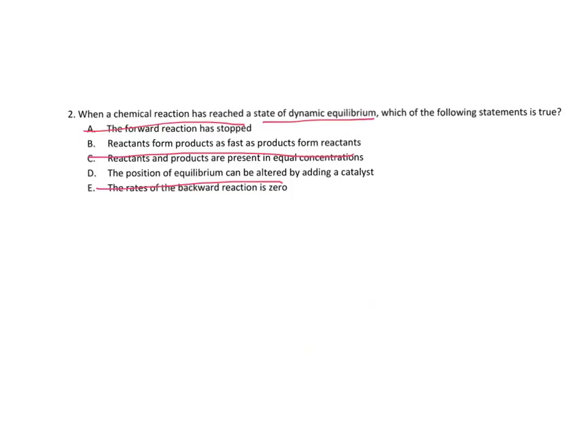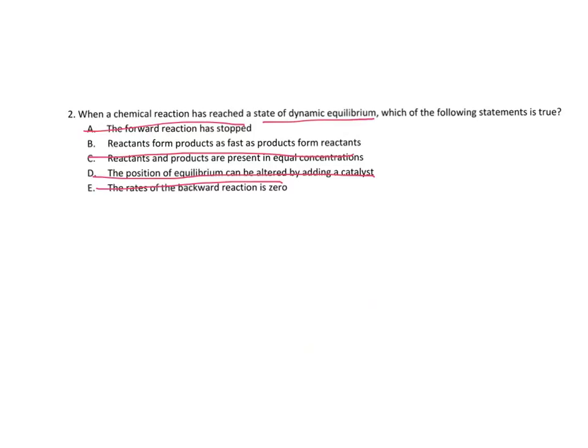D is interesting. The position of equilibrium can be altered by adding a catalyst. So this is something you should always remember, especially when we begin to talk about enzymes, which is a type of catalyst. Catalysts never, ever, ever change the equilibrium of a reaction. Their purpose is to increase the rate of reaction, but they never change the equilibrium. So D is incorrect. So we're left with B.